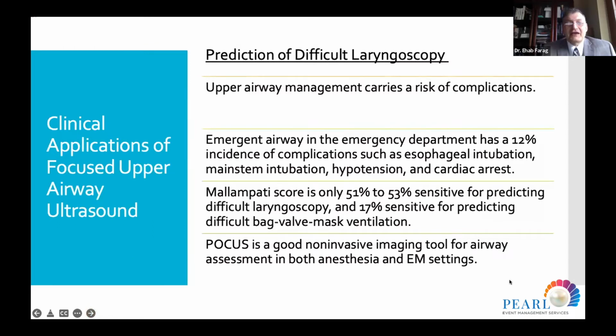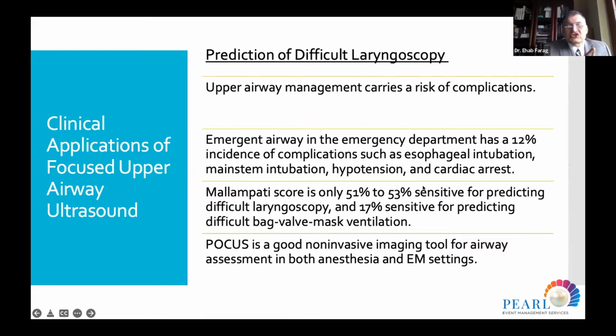How about the clinical applications? We examine now the upper airway, so what is the clinical application of focused upper airway ultrasound? Number one, the most important, difficult airway. Upper airway management carries a risk of complications. Emergent airway in the emergency department has a 12% incidence of complications, such as esophageal intubation, mainstem intubation, hypotension, and cardiac arrest.